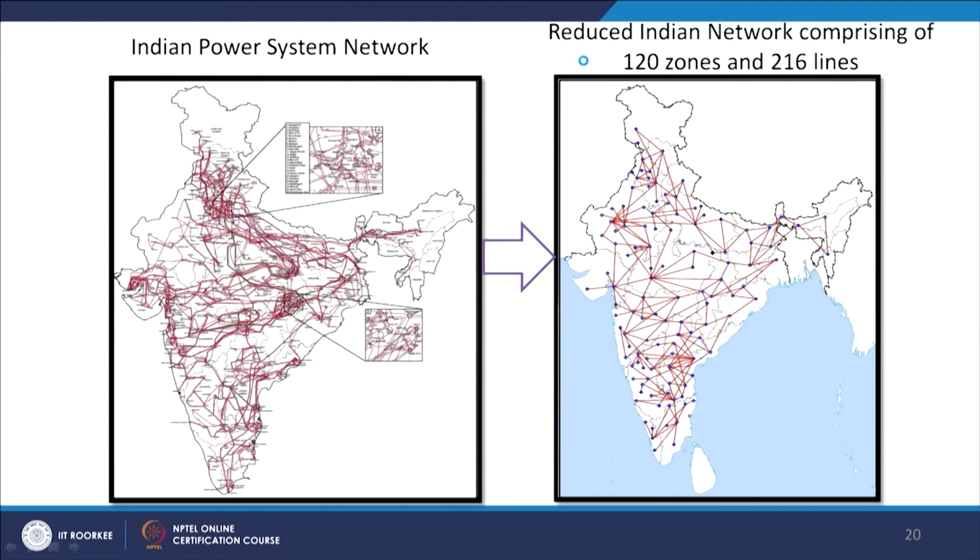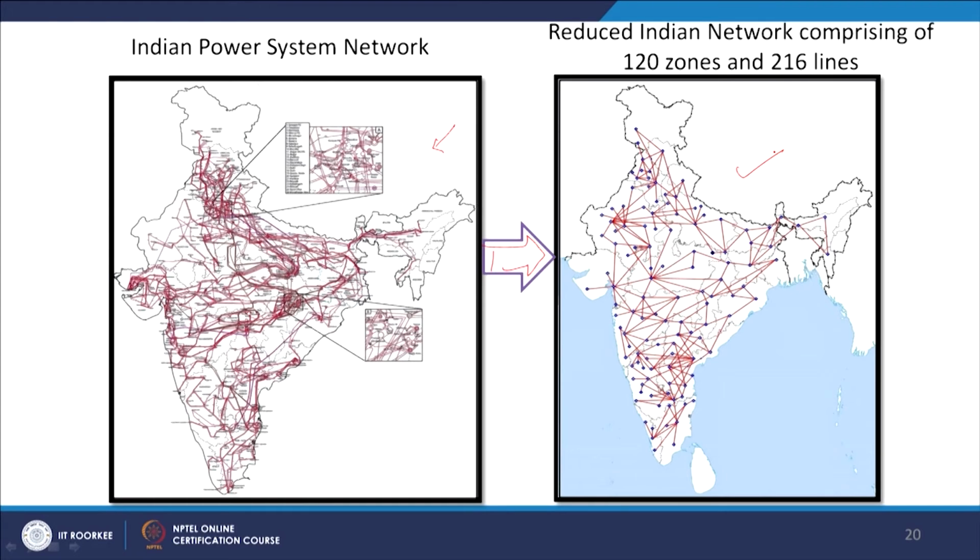Now, this is how my network looks. This is the original all India network, which had approximately 6,000 buses, and through rigorous simulation this network has been reduced to a network of 120 nodes with 216 lines.